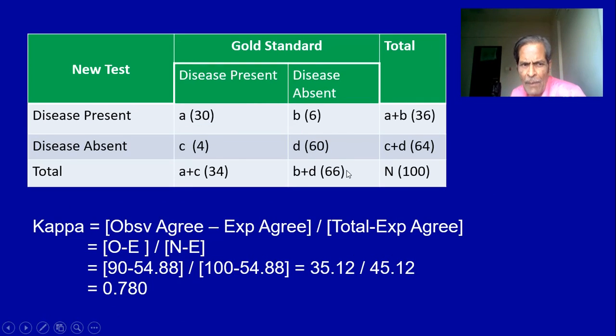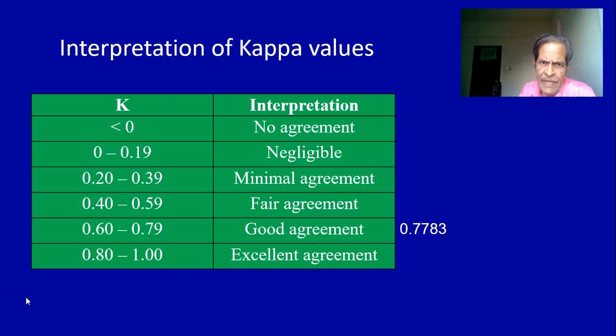So how do we calculate the kappa for this table? Kappa is obtained by the observed agreement minus expected agreement, divided by total agreement minus expected agreement. So O minus E divided by N minus E. N is the total number of individuals. So 90 minus 54.88, divided by 100 minus 54.88, is 78%. So the kappa statistic for this table is 0.78 or 78%.